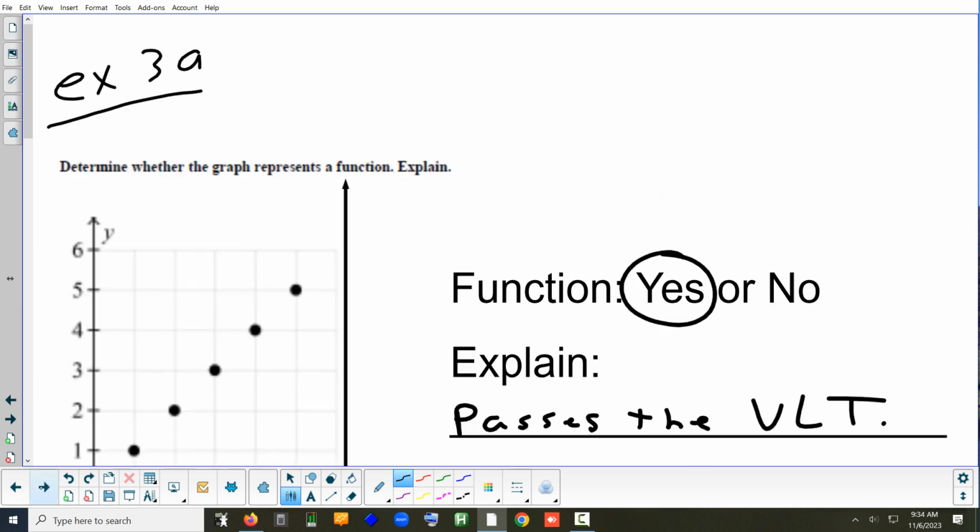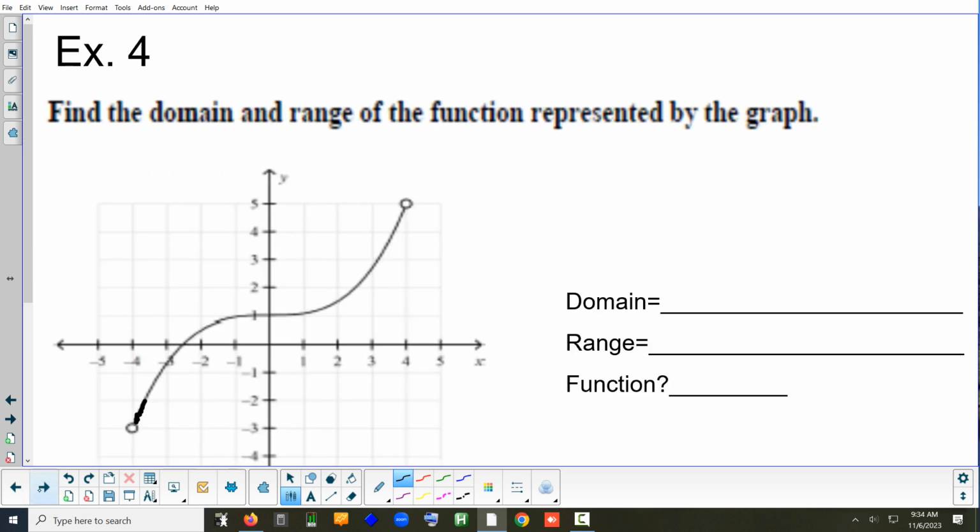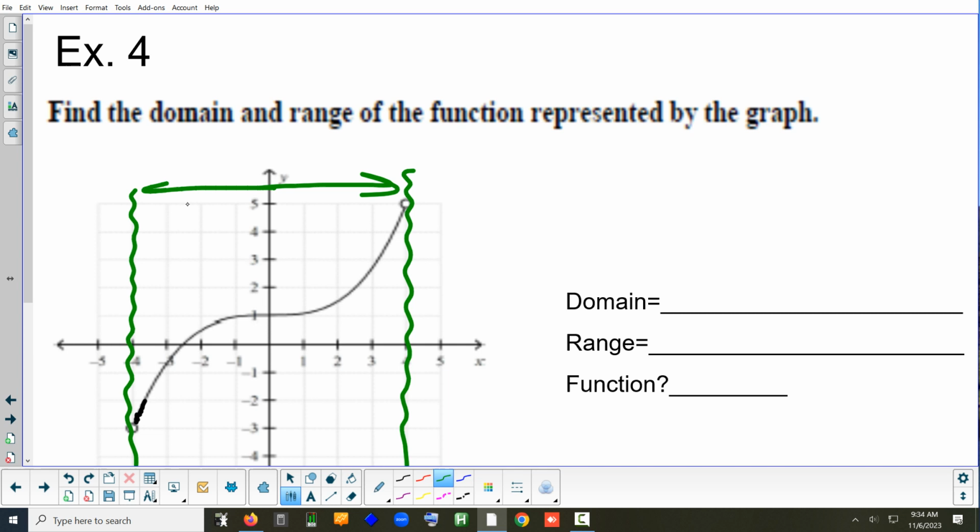So let's go back to the diagram. There it is. Think of the domain this way. I'm going to put up a boundary. Domain is left to right. This is the farthest left that we go. This is the farthest right that we go. Does everyone agree with that? We don't go any further left and right? The domain is everything from here to there. It's all those numbers.